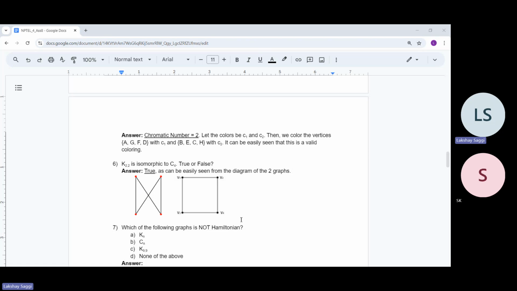Okay, so SK has written something in chat. No worries, SK, network problems occur from time to time. It's fine if you get disconnected due to network issues.